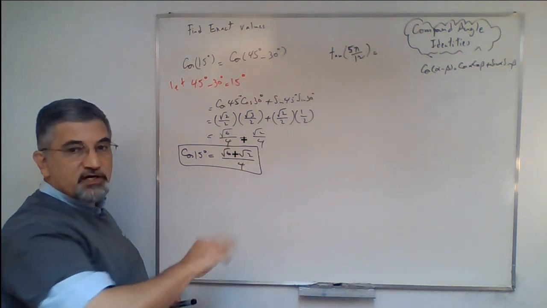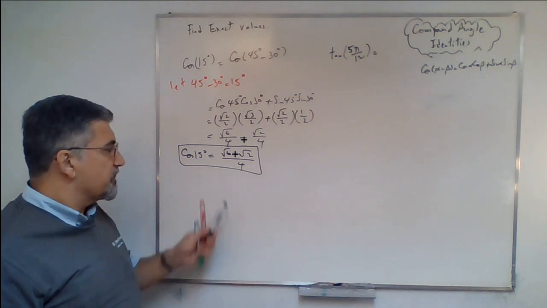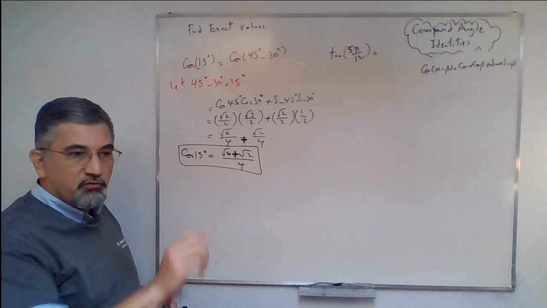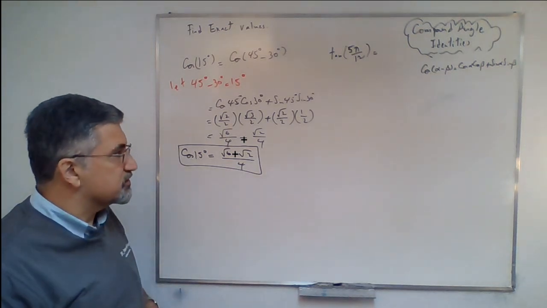If you evaluate this fraction using the calculator, press the square root button, you will see that it is exactly the same number as cosine of 15 degrees when you press the cosine button on your calculator.